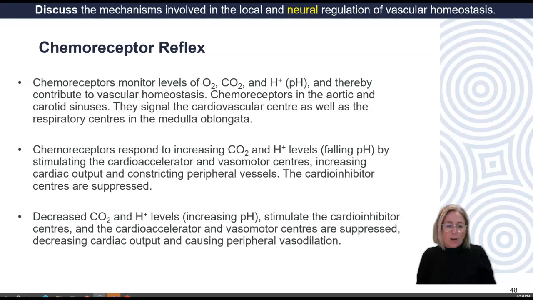Decreased carbon dioxide and hydrogen levels, though, which lead to an increase in pH, then stimulate the inhibitor centers, and then the cardioaccelerator and vasomotor centers are suppressed. That decreases cardiac output and causes peripheral vasodilation. So we'll have a look at this in figure form on the next slide.